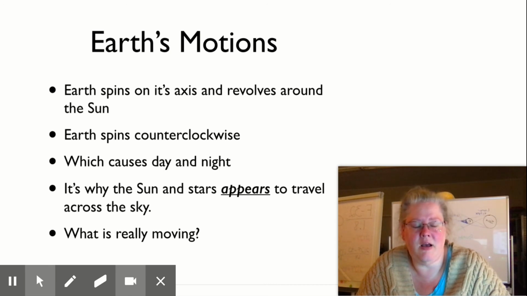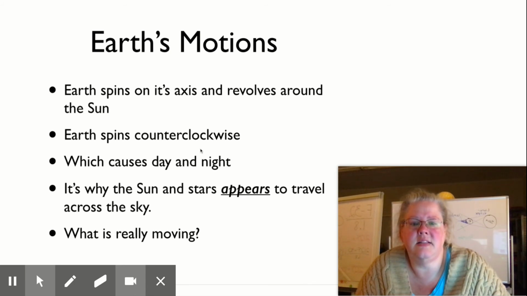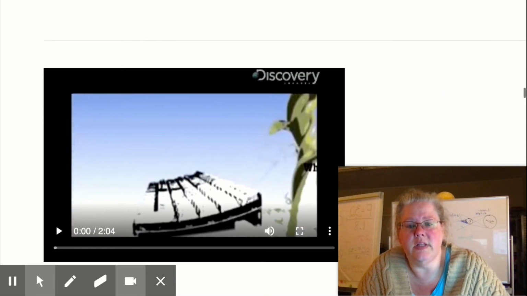Day and night is not because the sun is rising and setting. It's because the Earth is spinning on its axis. It's why the sun and stars appear to travel across the sky, and we're what's really moving.